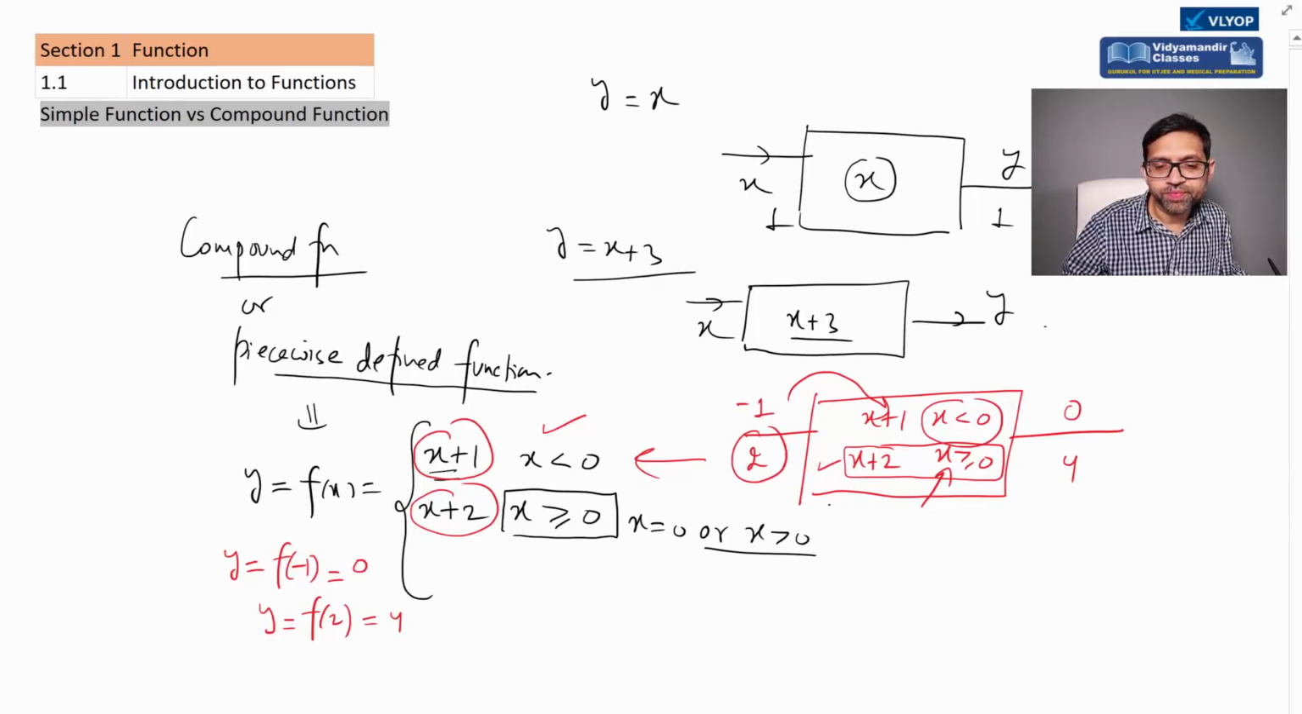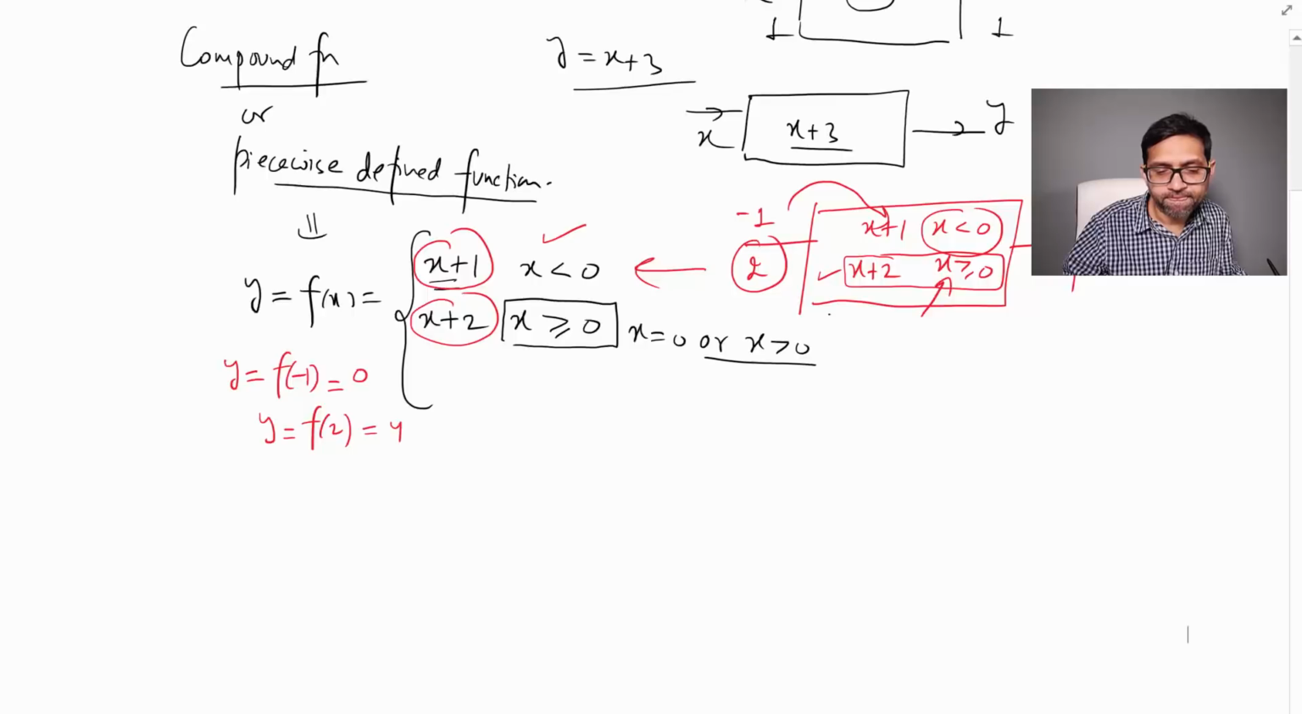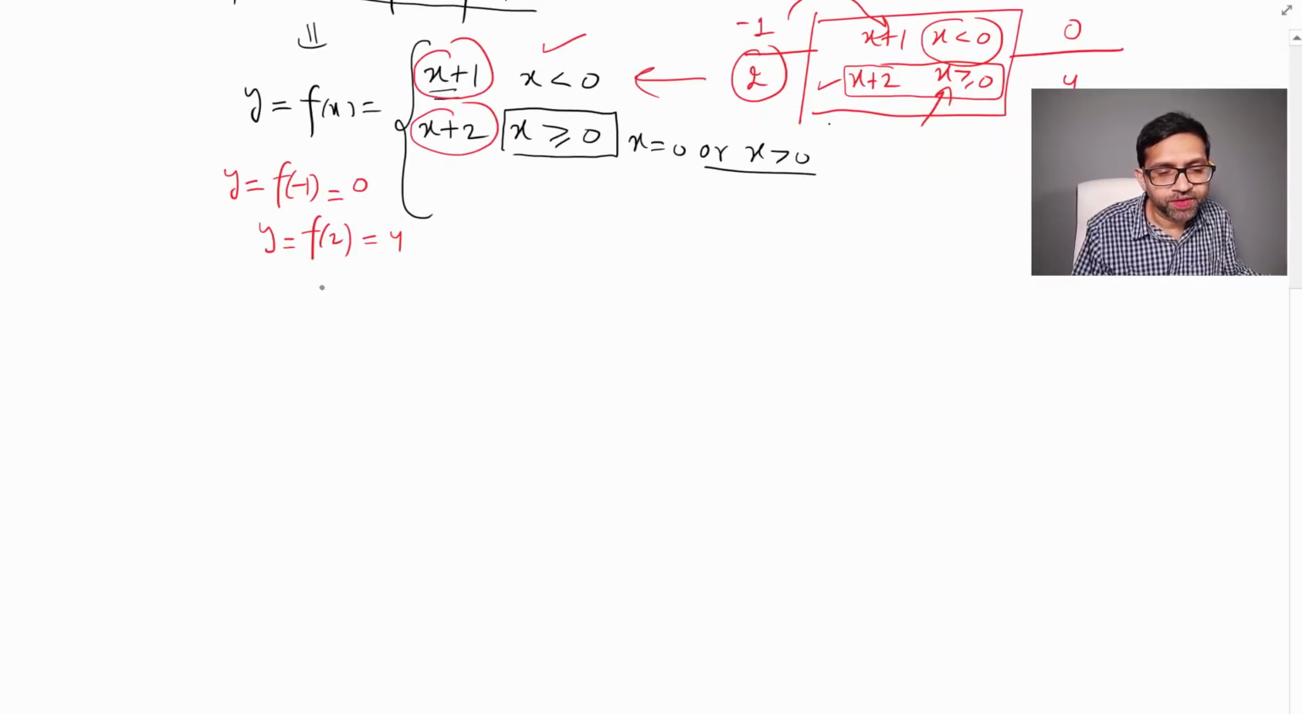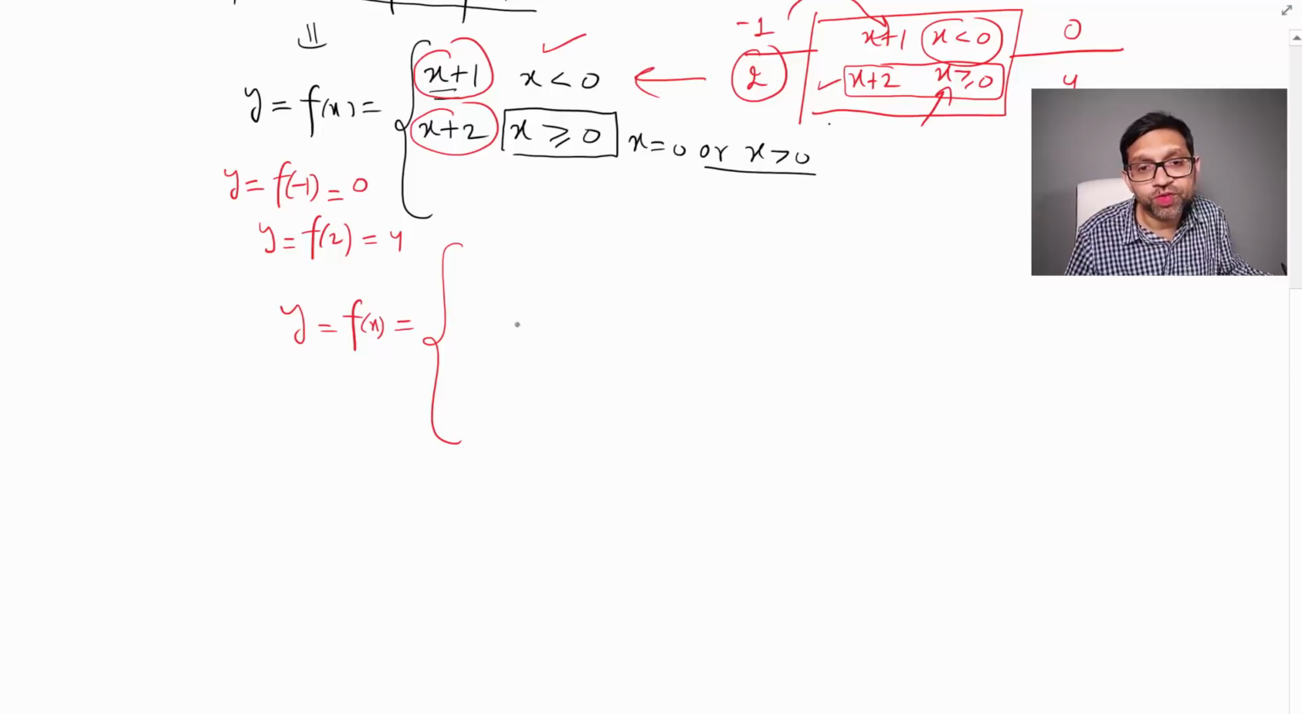So basically, this is a compound function. As y equals f of x, I can have multiple pieces. That's why we say piecewise defined function. I say x is less than a, where a is some value, then the definition I have to take is f1 of x. I'm just giving you a structure of a general compound function.